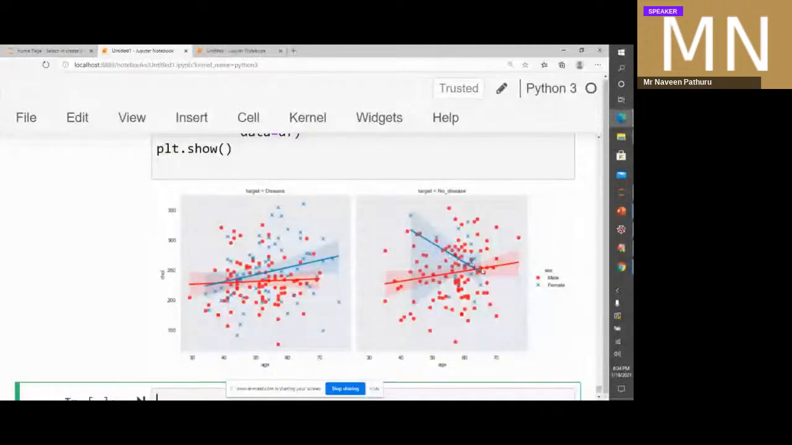So there's a negative correlation. As the age is increasing and the cholesterol is less, they don't have it. So among the females, if their age is more, and if they have less cholesterol, then they have less chance of getting heart disease. That's again a hypothesis which seems to be coming out from the visualization.